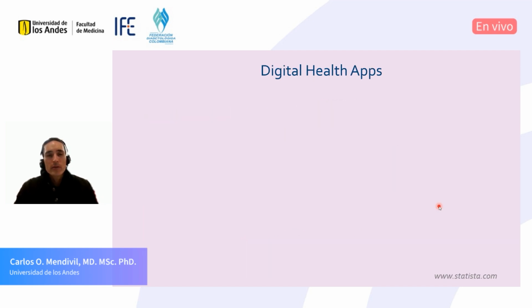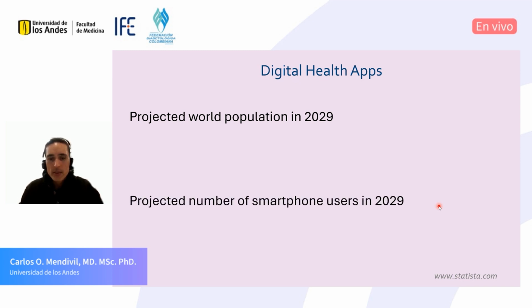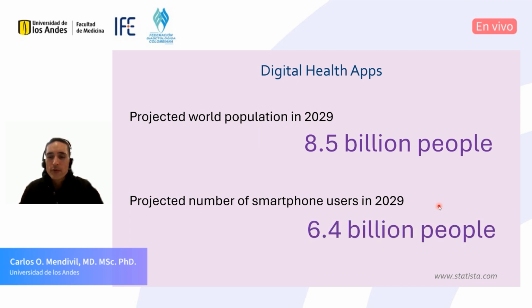And then we move on to the fourth and last big area of digital innovation and electronic innovation in diabetes, and that's digital health apps. So one interesting piece of data is the following. The projected world population by 2029 is 8.5 billion people. And by that time, the projected number of smartphone users is 6.4 billion people.